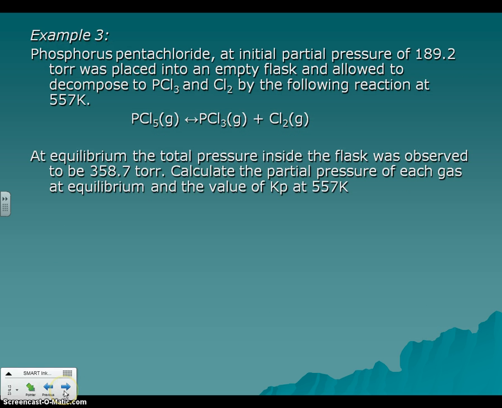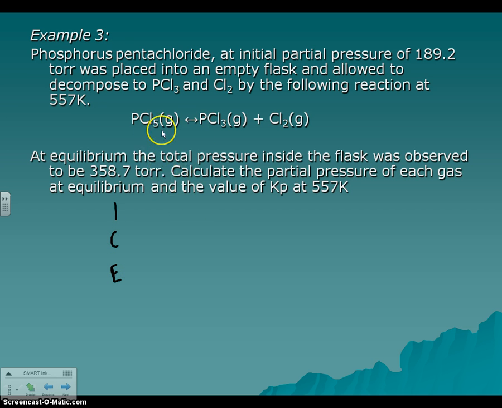One more example: phosphorus pentachloride. Let's try one where we've got a Kp expression instead of a Kc, and see how this might be a little bit different. We have pressures. Remember, pressures are just another way of thinking about concentrations of gas. So let's get started by setting up my ICE table to see what is going to happen with my numbers.